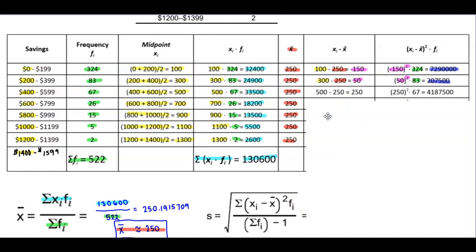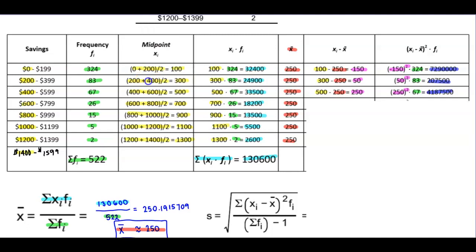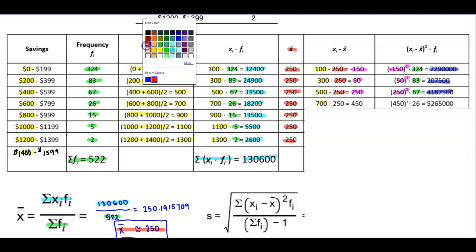Next, we're going to take the next midpoint, which is 500, and then subtract the sample mean to give us 250. So we're going to take that 250 in the last column and square it, and then multiply it by the frequency of 67 to give us a total of 4,187,500.